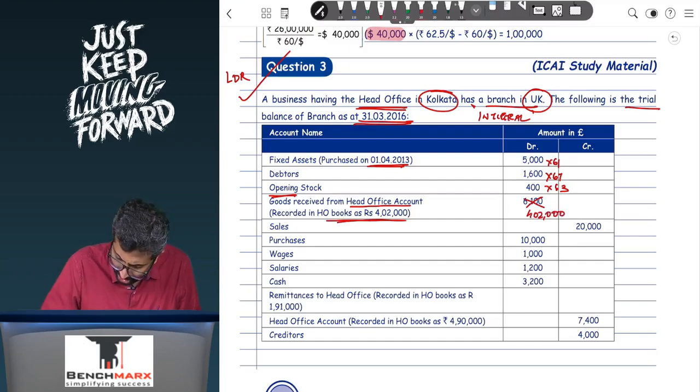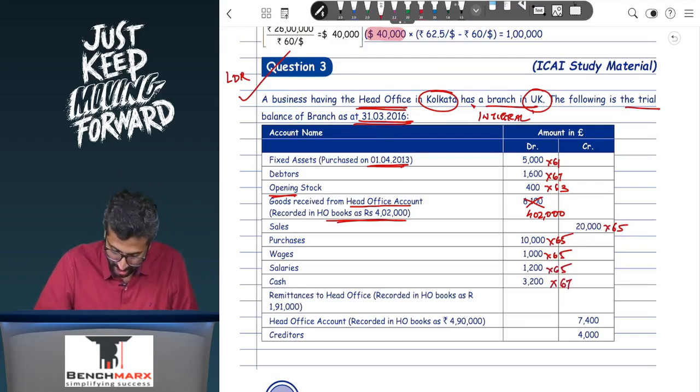Sales will be converted, let us say, at the average rate, which is 65. It is income. Purchases again at the average rate 65. Wages again at the average rate 65. Salaries again at the average rate 65. And cash will be at the closing rate, being a monetary item, at 67. So these are the numbers that you will take.